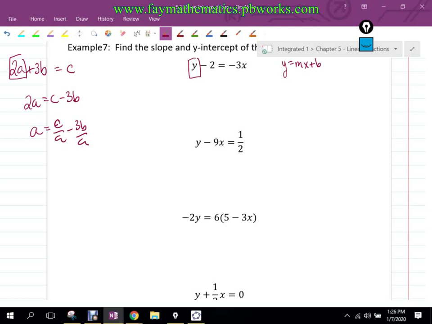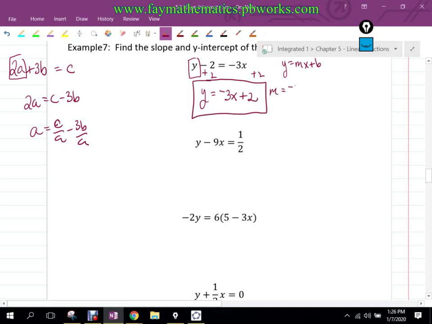So if I want to get that y by itself, what do I need to do to both sides of this equation? Add 2. Now, when I add 2, are 3x and 2 like terms? No. So I can't really condense or combine them into one term. So we should rewrite it as negative 3x plus 2. Once you have it in that form, what's m in that case? What's my slope? Negative 3. And my y-intercept is 2.